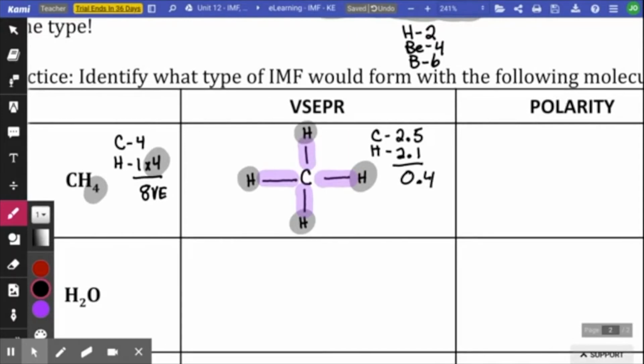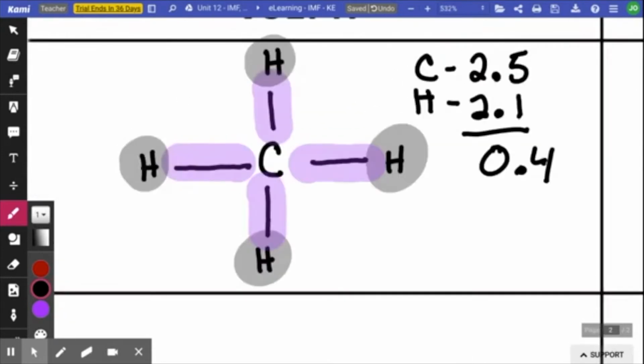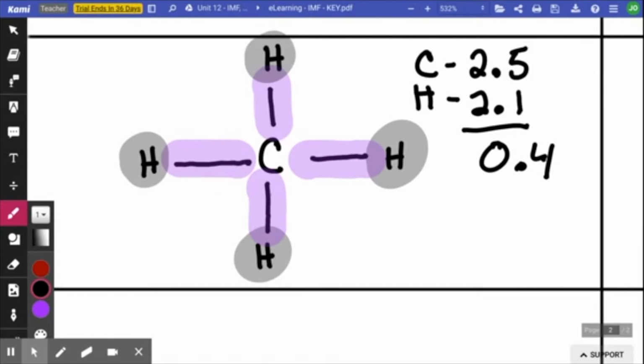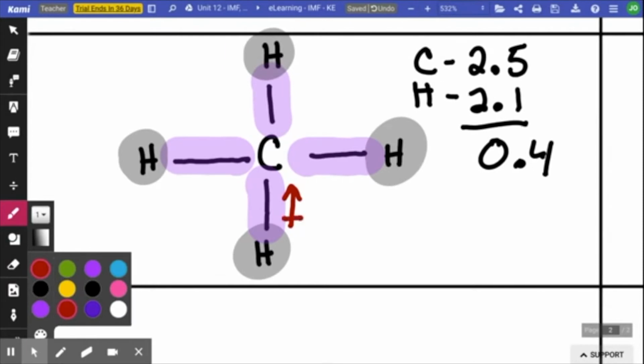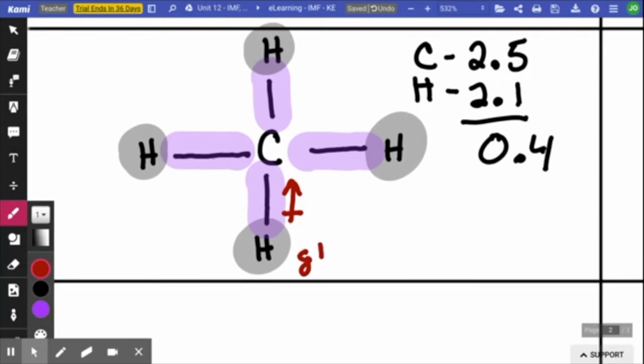If we think about our rules, this is going to be a polar covalent bond because it's going to be greater than 0.4 or 0.39, and less than 1.69. So this is a polar covalent bond. If it's polar covalent, that means those electrons are going to be moving in a direction. In this case, since carbon has a higher electronegativity, those electrons are going to move towards carbon. When those electrons move towards carbon, that makes the hydrogen side positive. So we would put our symbol of slightly positive.